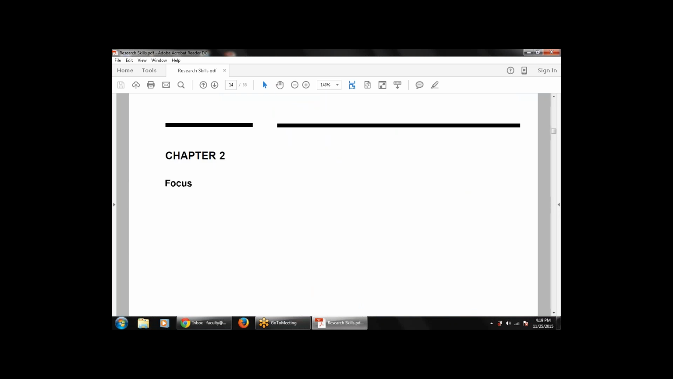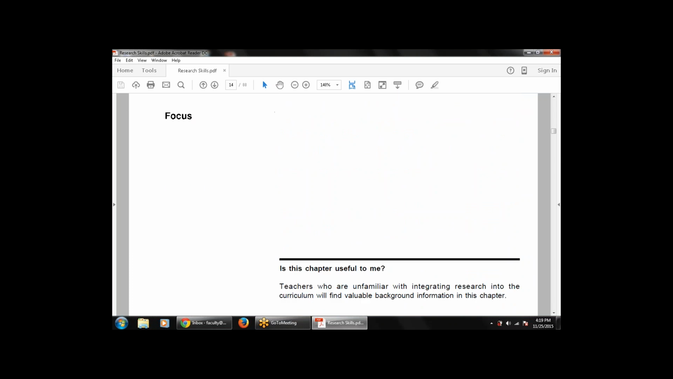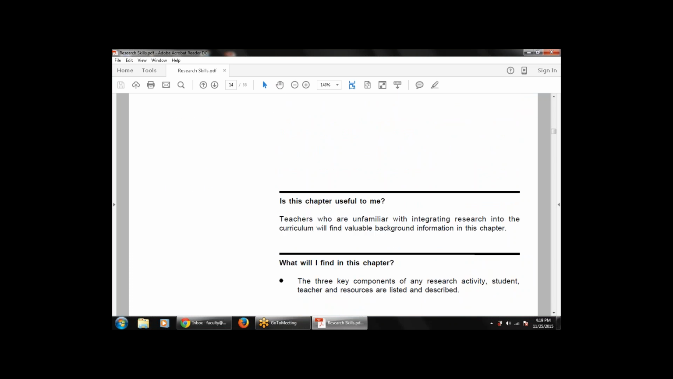Now, come to chapter number 2, that is focus. This is the question: is this chapter useful to me? Teachers who are unfamiliar with integrating research into the curriculum will find valuable background information in this chapter. Whenever I want to integrate something into the curriculum, how can I teach the students of the primary classes, or as a teacher, how could I make the research integrated by using the focus that is covered in this chapter?